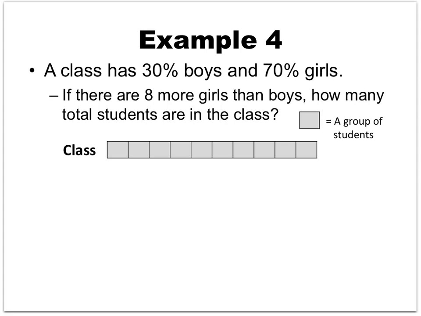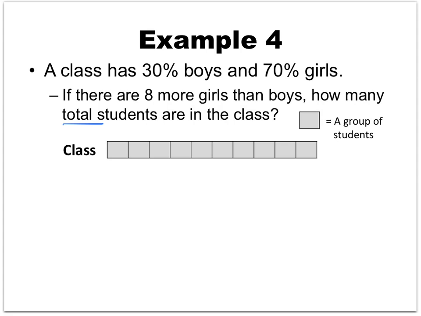Let's look at our fourth example. A class has 30% boys and 70% girls. If there are 8 more girls than boys, how many total students are in the class? So we're not asking for a percent change in this problem. This is going to be more like the first and second examples. The question is, how many total students are there in the class?